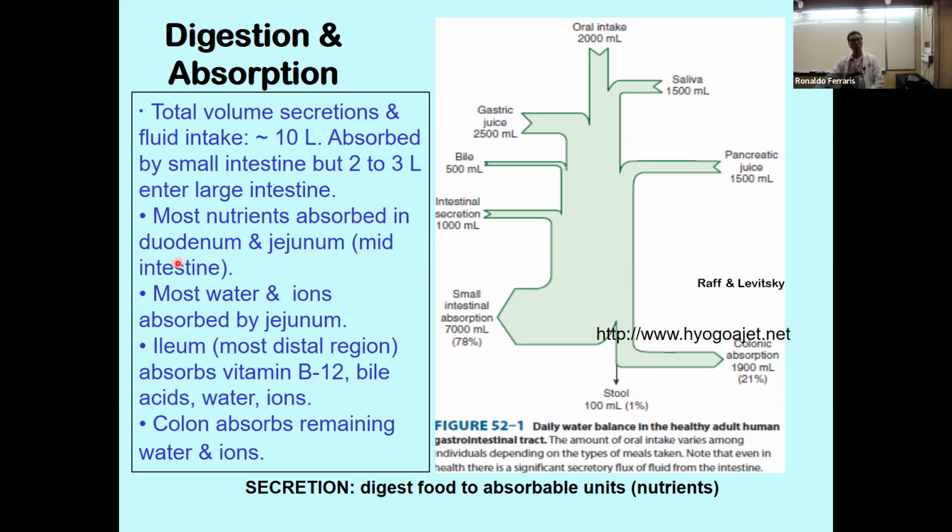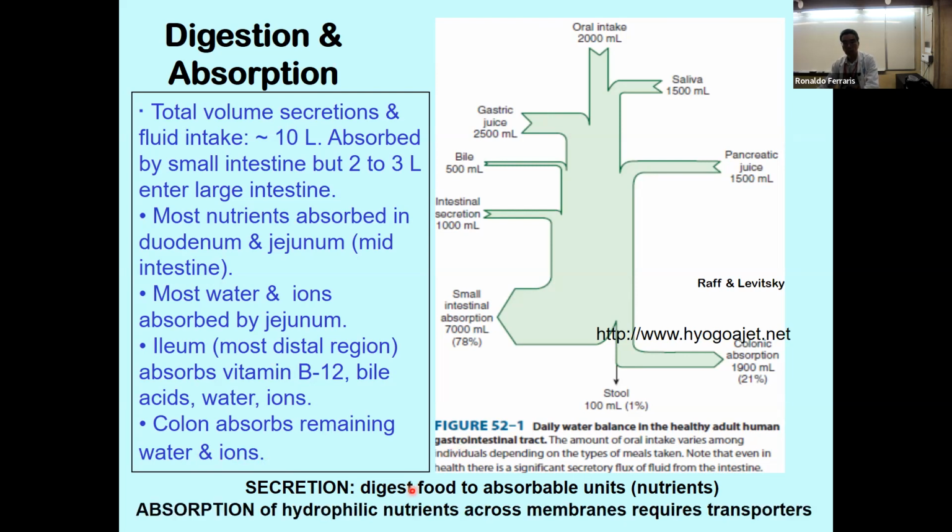Most nutrients are absorbed in the duodenum and jejunum. Most water and ions are absorbed in the jejunum. The ileum, the most distal part, is where the bile acids are absorbed during enterohepatic circulation, along with water, ions, and again, vitamin B12. The colon does not absorb nutrients. It's specialized in absorbing the remaining water and ions.